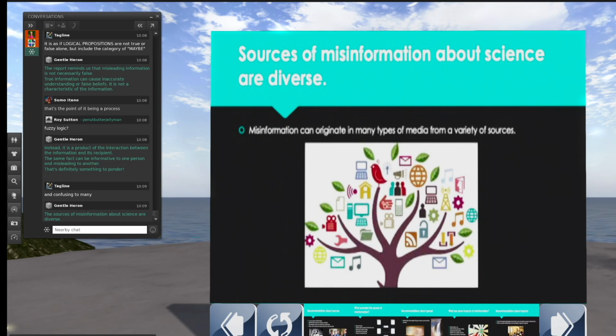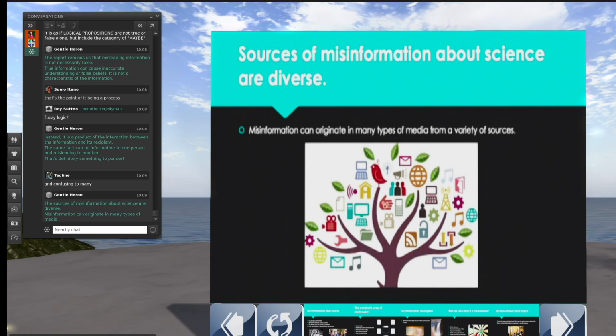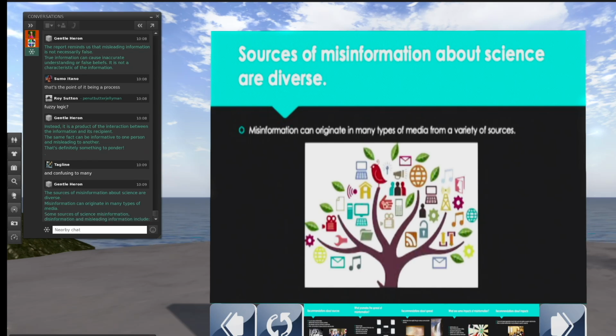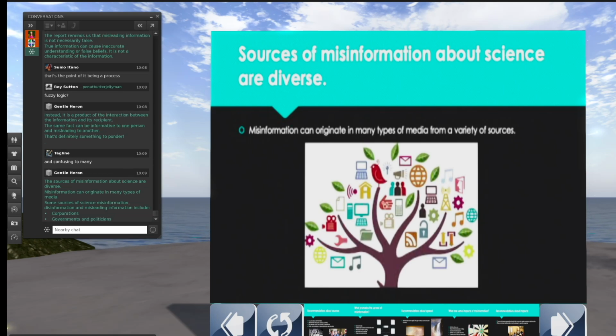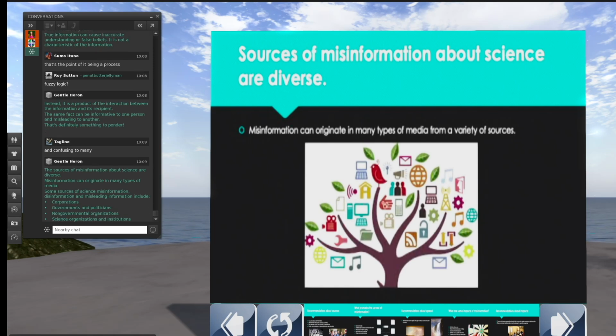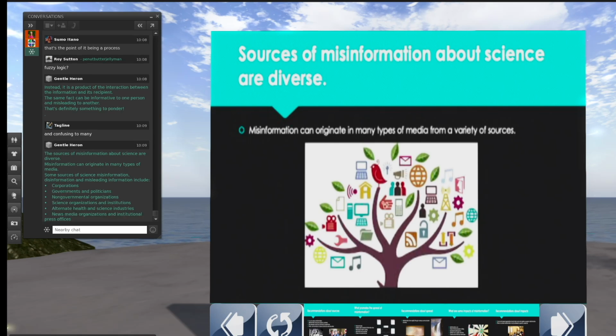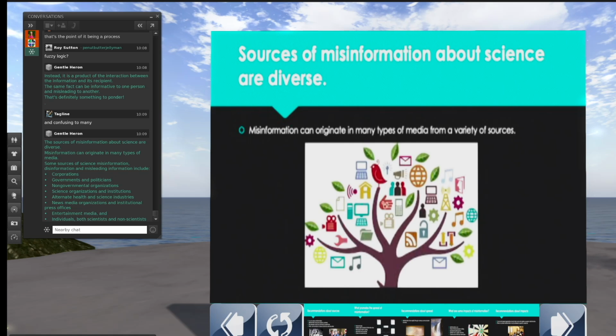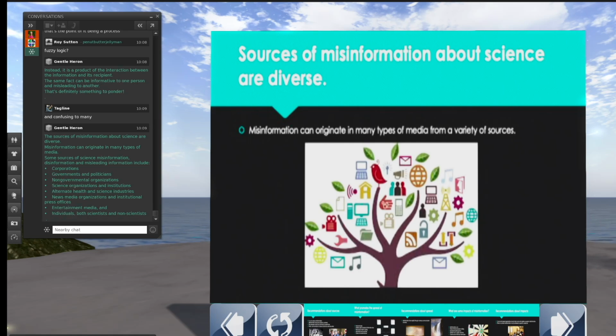The sources of misinformation about science are quite diverse. Misinformation can originate in many types of media. Some sources of science misinformation, disinformation, and misleading information include corporations, governments and politicians, non-governmental organizations, science organizations and institutions, alternate health and science industries, news media organizations and institutional press offices, entertainment media, and individuals, both scientists and non-scientists.